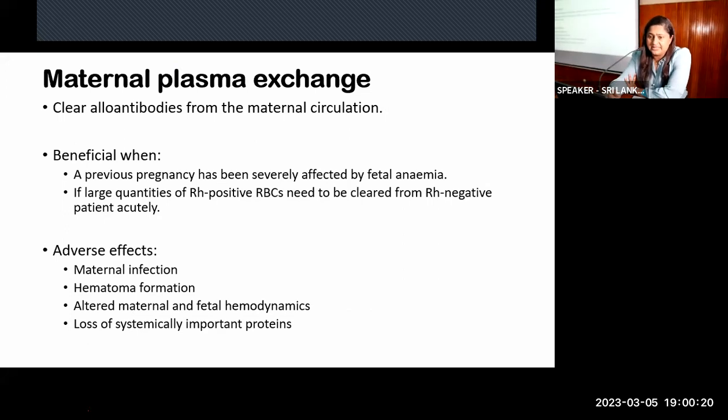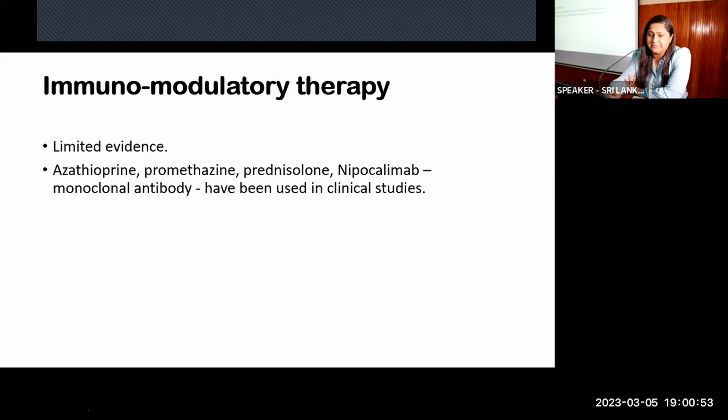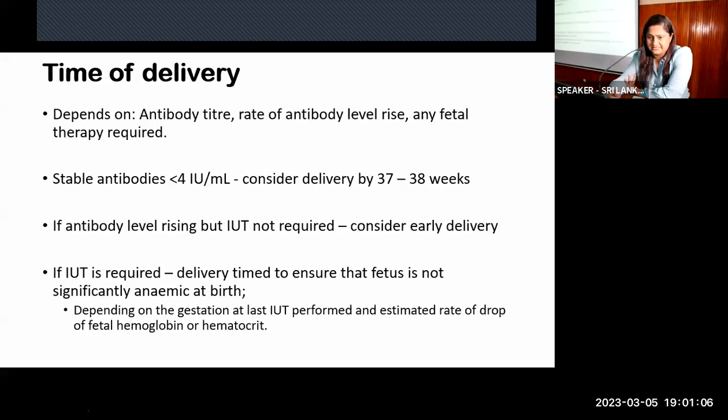Another medical method is maternal plasma exchange. The aim of this is to clear the alloantibodies from the maternal circulation. And here its benefit is when a previous pregnancy has been severely affected by fetal anemia, or if large quantities of Rh positive red blood cells need to be cleared from the Rh negative mother acutely. It has its adverse effects such as maternal infection, hematoma formation, altered maternal and fetal hemodynamics, and loss of systemically important proteins. The other medical method is the use of immunomodulatory therapy, such as azathioprine, prednisolone, promethazine, monoclonal antibodies. These have been used in clinical studies with limited evidence.